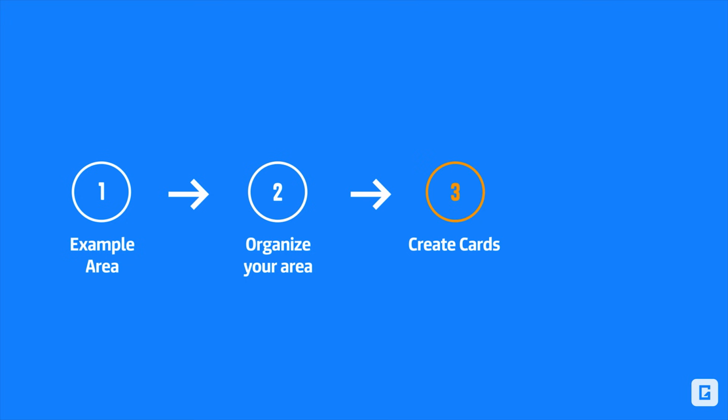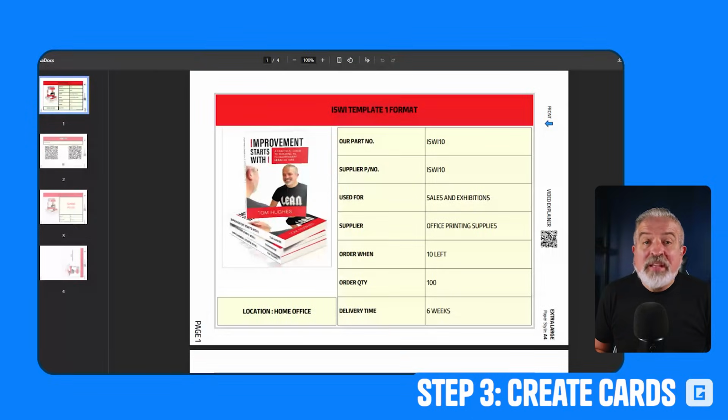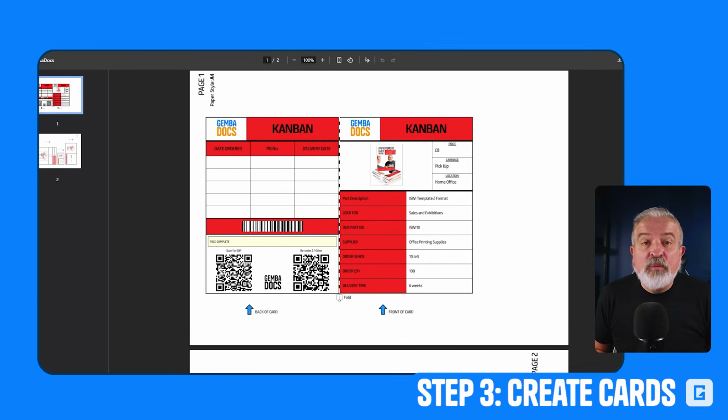For step 3, we are going to start to create cards. We have 2 formats to choose from in GembaDocs. Template 1 is our traditional format and has various sizes from credit card, A4, A5 and A6. Template 2 is just available in one size, which is close to half a page, and allows you to manually keep track of purchase history on the back of the card. It really depends on your preference.